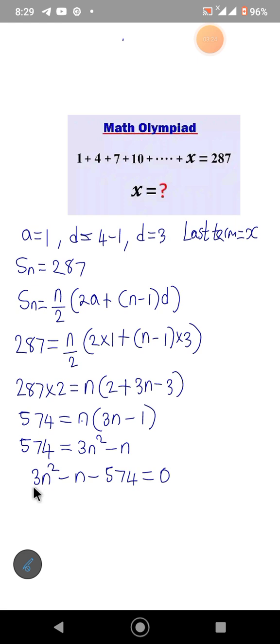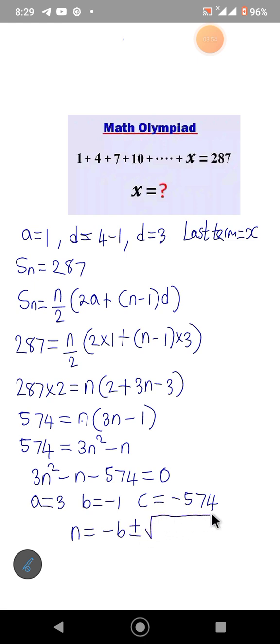Now, in solving this quadratic equation, I'm going to be using the quadratic formula method. In the quadratic formula method, a is the coefficient of n squared, that's a will be equal to 3. Then b is the coefficient of n, that's b is minus 1. Then c is minus 574. Then now I'll write my formula. n is equal to minus b plus or minus the square root of b squared minus 4ac, all over 2a.